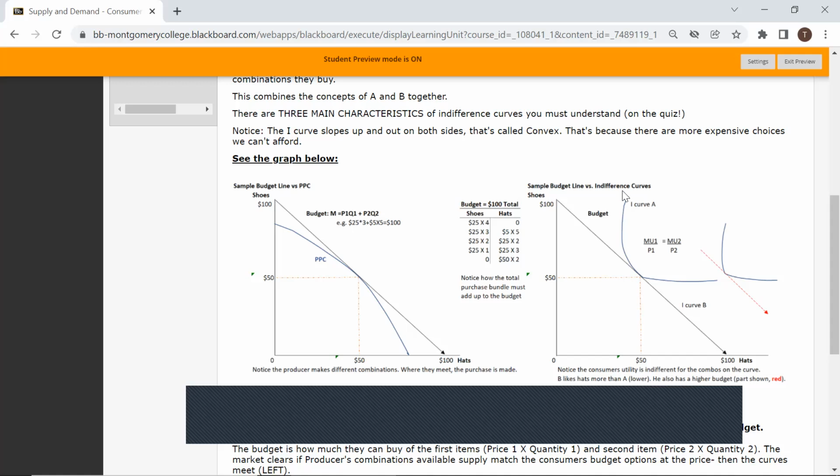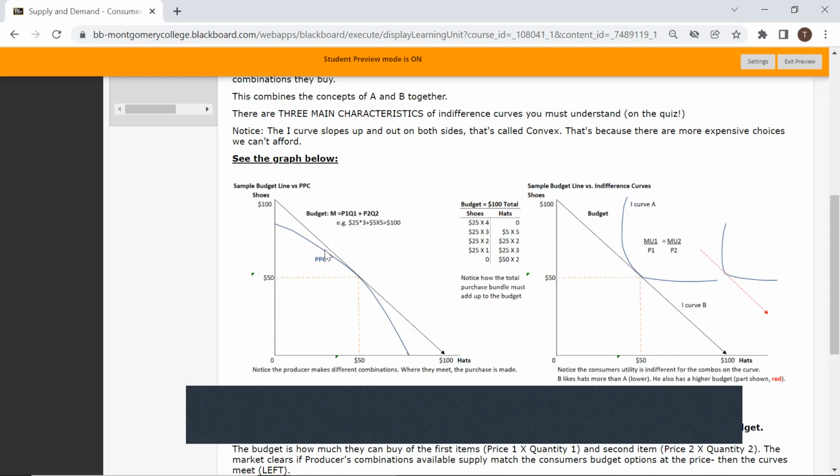And that's because there are more expensive choices at the ends. This is more expensive going up for shoes. This is more expensive going out for hats, that we would be okay with, but we can't afford them because it's not on the budget line. There's only going to be about 1 combination that you can afford on the budget line. So that's the first characteristic of the indifference curve that it slopes up and out.